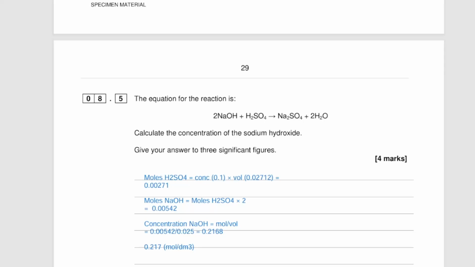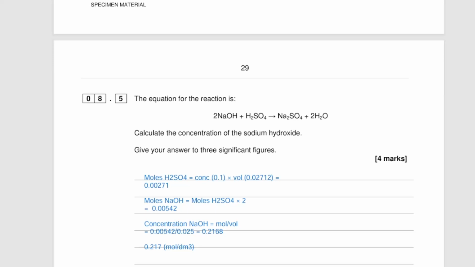Then finally, on 8.5, we're given a bit of a maths question. We're expected to calculate the concentration of sodium hydroxide. Give your answer to 3 significant figures. Firstly, we need to work out the moles of sodium hydroxide, which is the concentration.